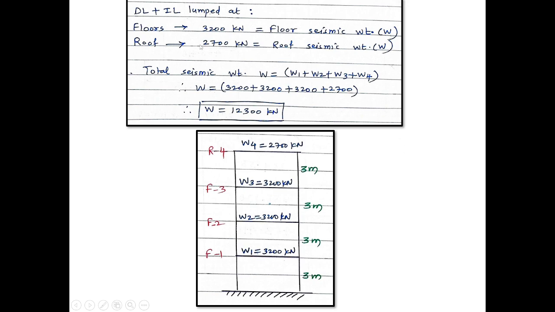Now we already know that dead load and imposed load lumped at floors is 3200 kilonewton, whereas at roof it is 2700 kilonewton. So the total seismic weight of this building is 3 times 3200 plus 2700. So the total seismic weight, that is 3 floors and one roof, is 12,300 kilonewton.